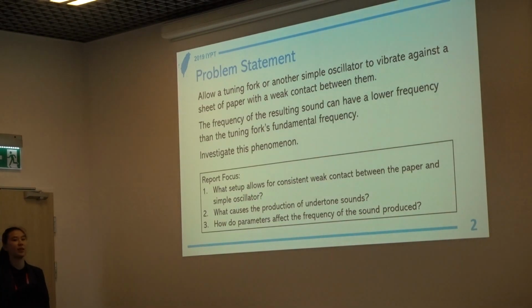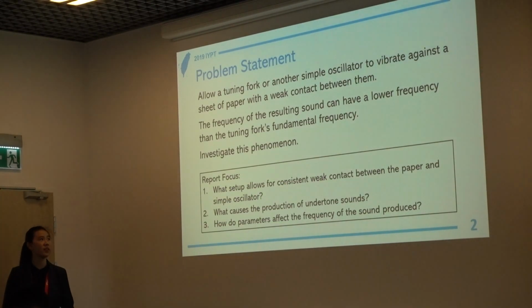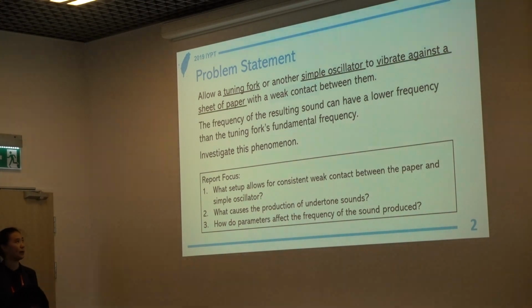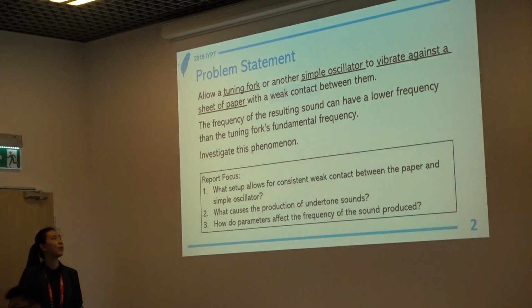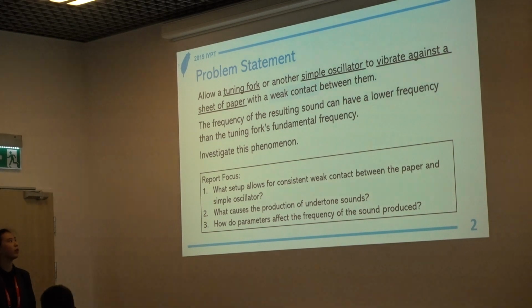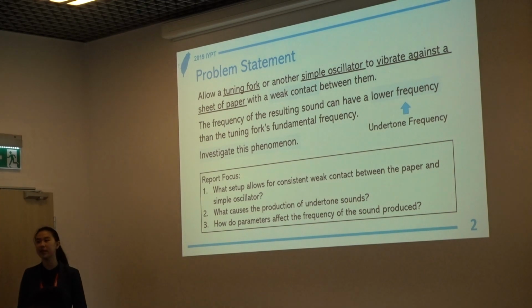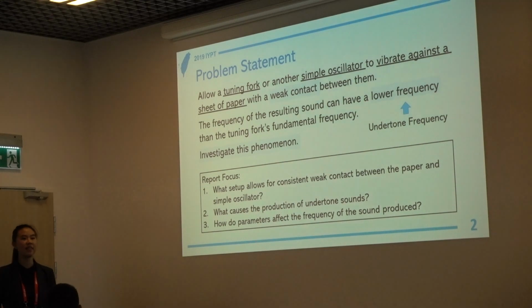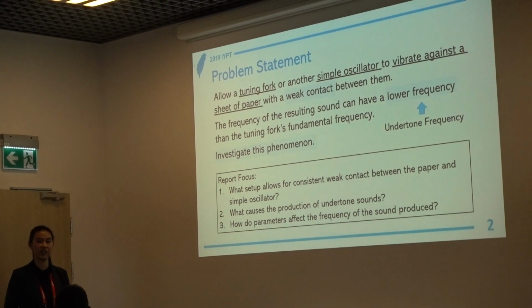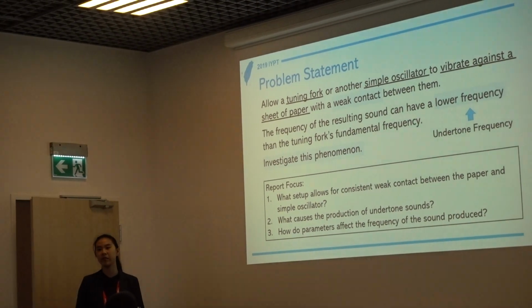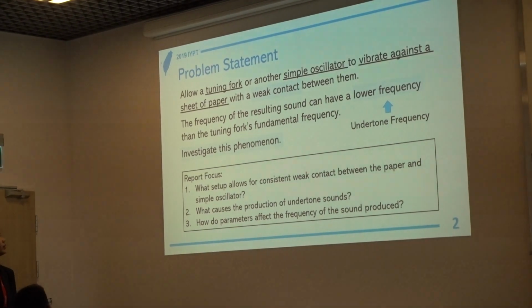So here's the problem statement. We're to allow a tuning fork or another simple oscillator to vibrate against a sheet of paper with a weak contact between them. The resulting sound will have a lower frequency than that of the tuning fork's fundamental frequency. We're to investigate this phenomenon. So I believe the focus of this report is to first design a setup that allows for consistent weak contact between the tuning fork and paper, and then investigate what causes the production of the undertone sound. Then we can investigate how relevant parameters affect the resulting acoustic output.